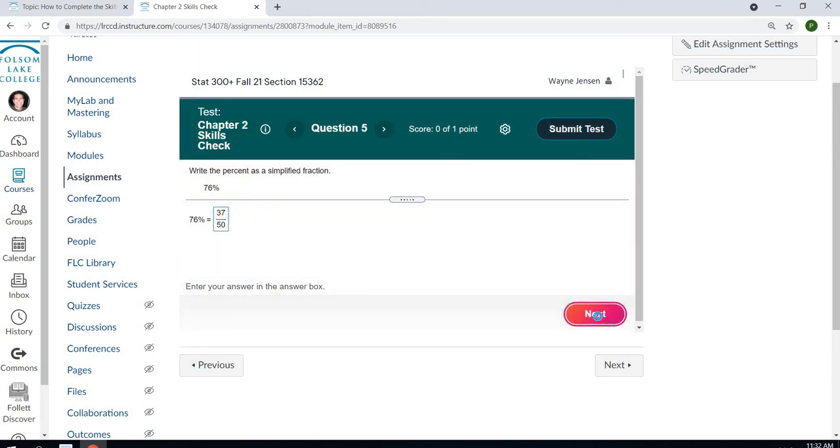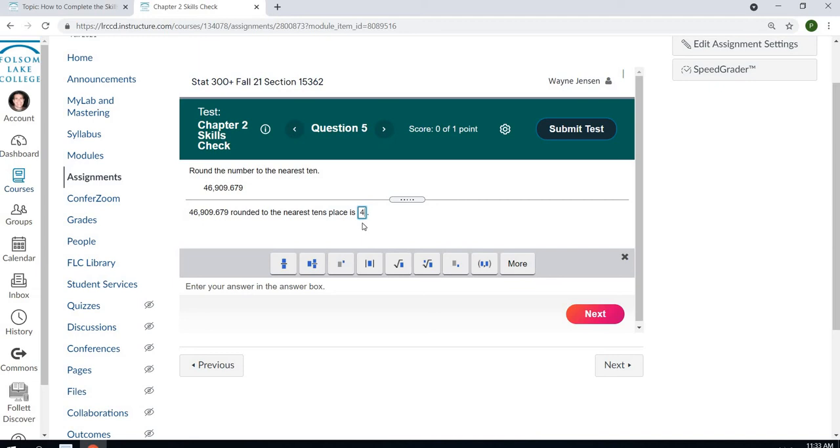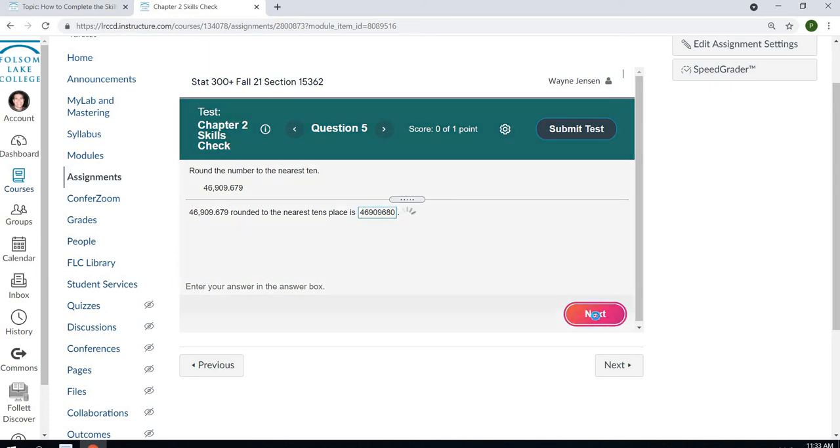And if you're good with this, that's great. If not, they'll create a skills review check in which you can practice more, and they'll have some instruction there. Round the number to the nearest 10. And so the tens place is where the 7 is. So I guess they want 46,909,680. And we go next.